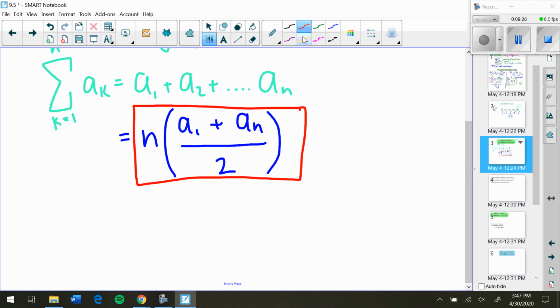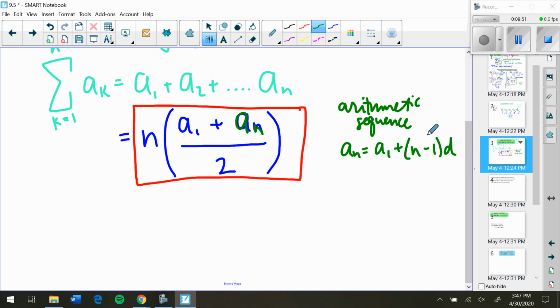However, we could write this slightly differently because this a sub n we know the formula for, right? If this is an arithmetic sequence, then a sub n is really equal to our first term, a1, plus n minus 1 times the common difference of d. So if I take that information and put it in for this, I really have... Now I'm going to do two things at once, so please stay with me.